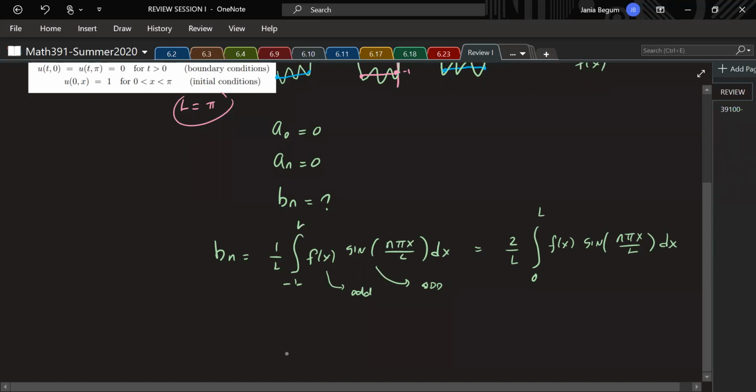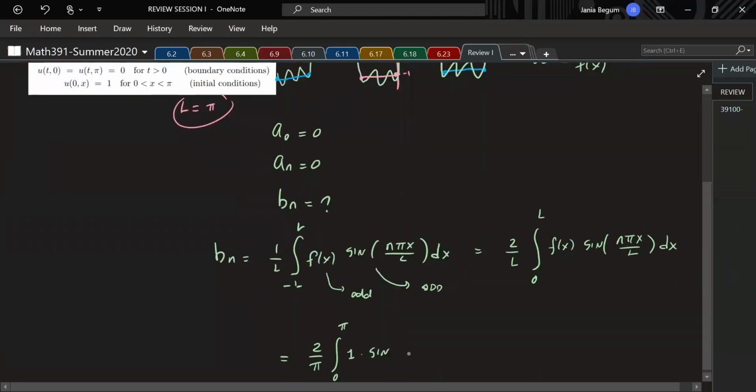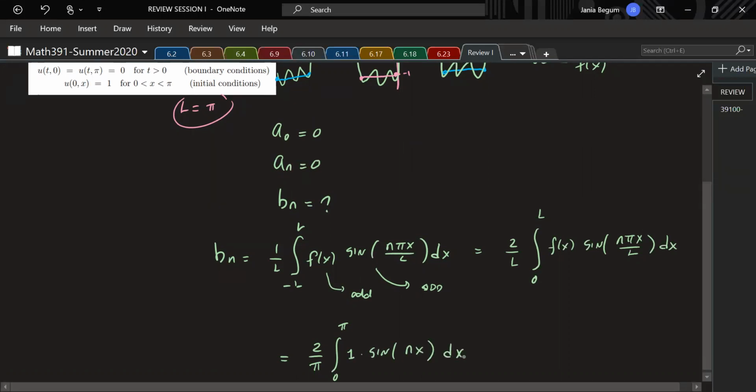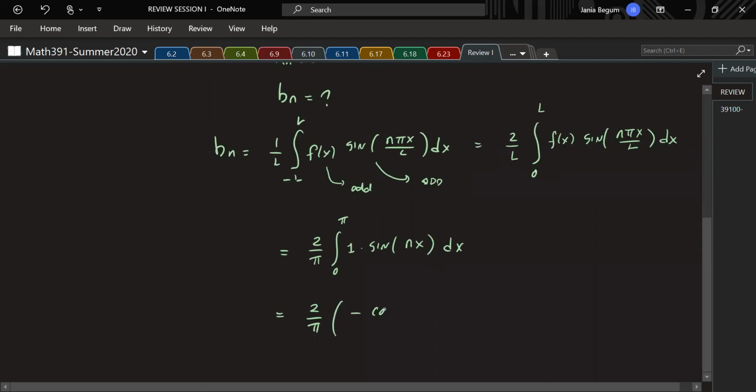Now let's plug in L and f of x. We have 2 over L, and L is pi, times the integral from 0 to pi of f of x, which is just the constant function 1, times sine of n pi x over L. The pi will cancel with L because L is pi, so it's just sine of nx dx. We're simply integrating sine of nx. The integral of sine is negative cosine, so we have negative cosine of nx over n, taken from 0 to pi.